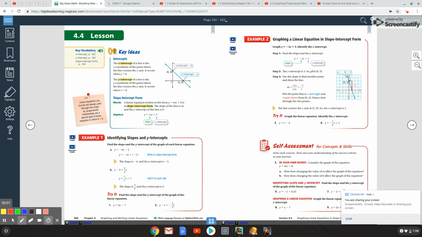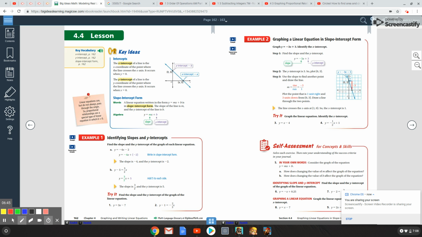Now for a self-assessment, solve each exercise. How does changing the value of m affect the graph of the equation? Well, m is the slope, and the slope changes how steep the line is. The moment we increase the slope, this could get bigger, this could get smaller. The slope could change everything. And how does changing the value of b affect it? The y-intercept also is pretty important, because that +3 or -4 matters, because without it, it could change the whole graph.